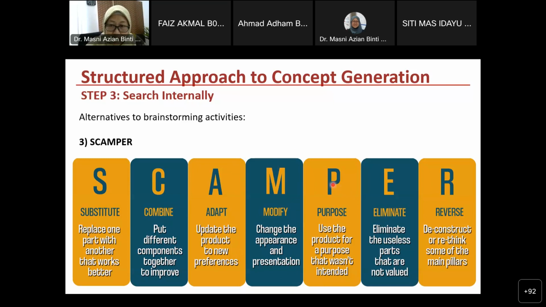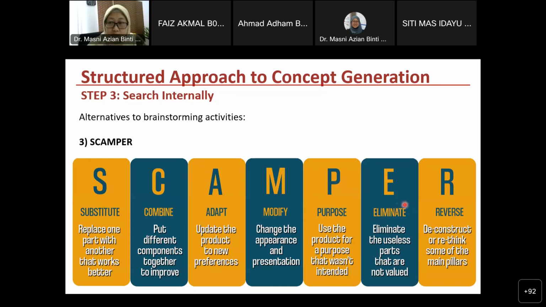Okay, the next one, the P, is that you can think of a purpose. Use a product for a purpose that was not intended. Something that is not what it is intended for. For example, the design of a bicycle. Maybe you want to turn the bicycle into a flower pot. That's not the main purpose of a bicycle, but you want to redesign for a new product, a new variant. So you are playing around with the purpose of the product. Okay, that's the P part in Scamper.